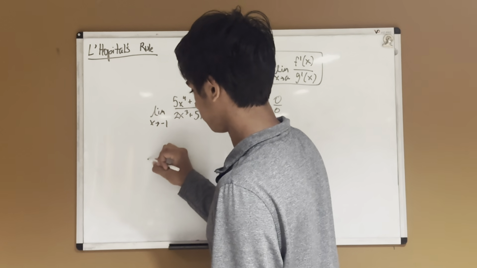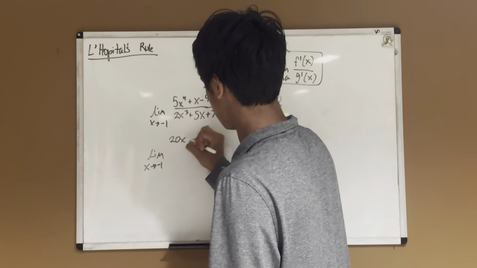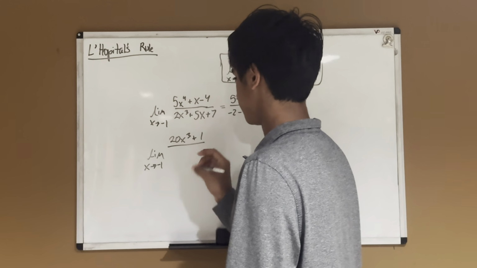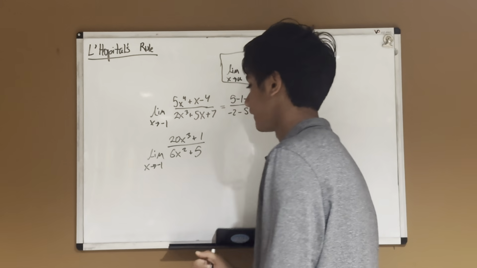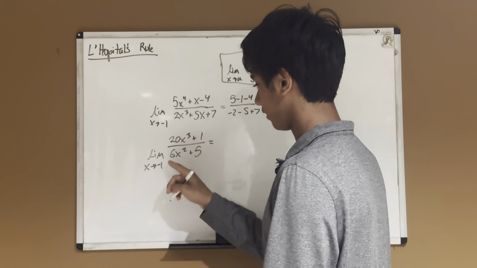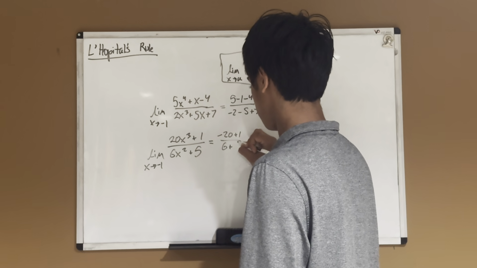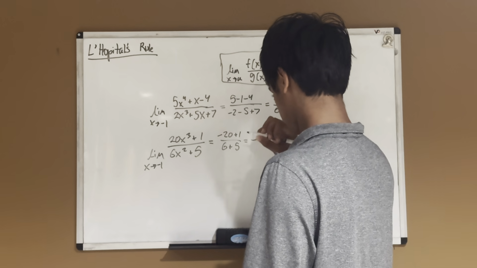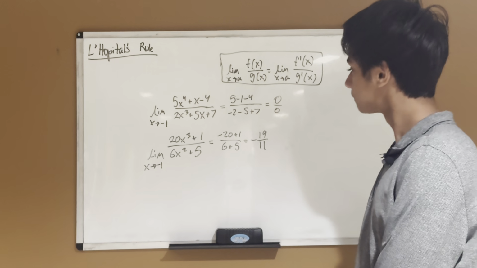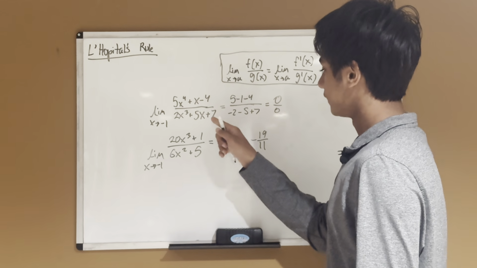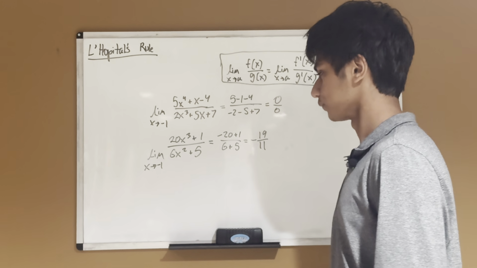We take the derivative of the top, which is 20x cubed plus 1. The derivative of the bottom is 6x squared plus 5. Now we can try plugging in again. We get -20 plus 1 over 6 plus 5, which comes out to be -19 over 11. And that's our final answer. So the process here: we first plugged it in, we saw it was 0 over 0, and because it's indeterminate, we can use L'Hopital's rule.